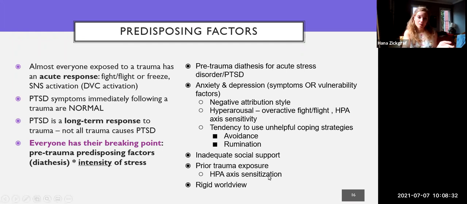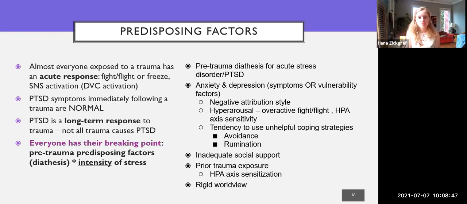Having been exposed to a trauma in the past is one of the biggest risk factors for developing PTSD after a subsequent trauma. Also, the tendency to use unhelpful coping strategies to deal with stress. This is a predisposing factor to anxiety and depression, but also to PTSD. So people who have been exposed to trauma before, people who don't have adequate social support in the aftermath of a trauma, and people who have a particularly rigid set of beliefs about the world are all more likely to develop PTSD following a trauma exposure. So these are some of the predisposing factors.